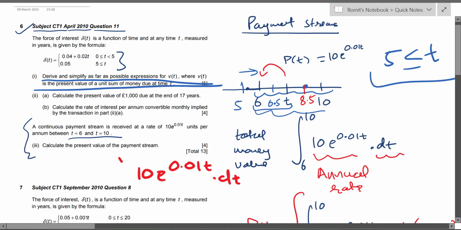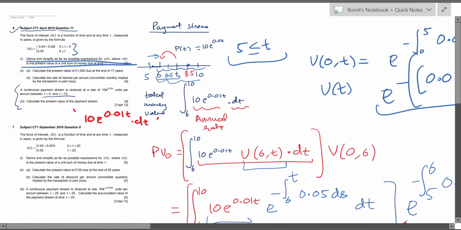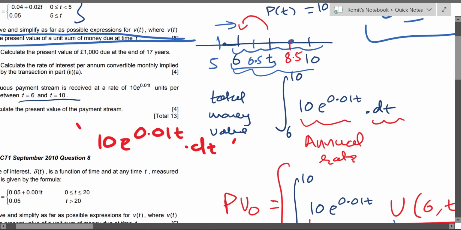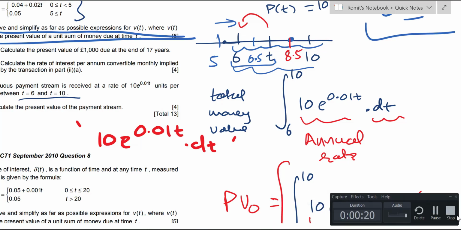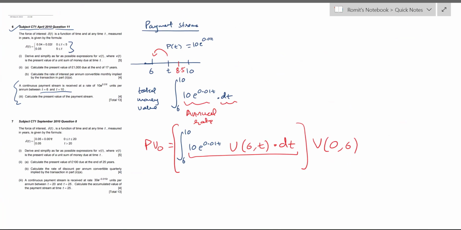This is the payment that is happening in a small period of time at every moment, which is represented by t. So then I'm taking each of these payments and discounting them to time 6 and then adding them up. And that is what gives me the present value of all of these payments from time 6 to 10 at time 6. And then obviously I can further discount it to any time I want. In this case, it's 0. Okay, that is how I'll go about it.